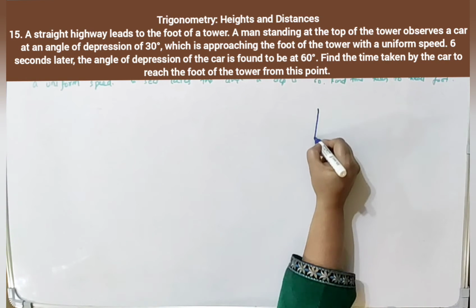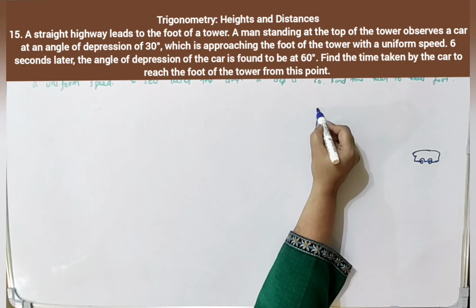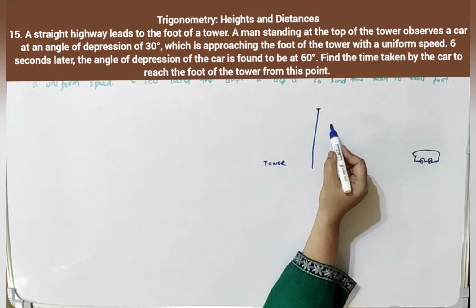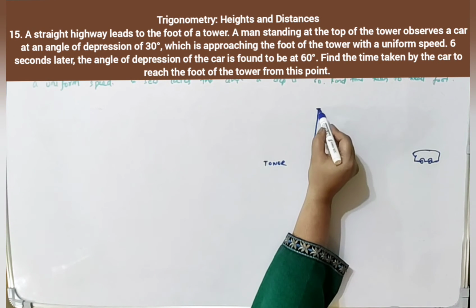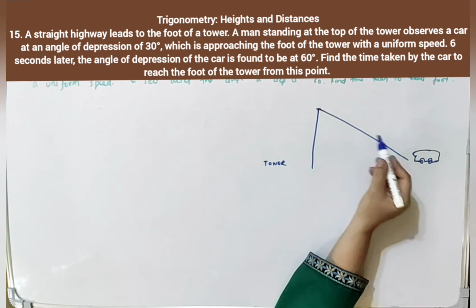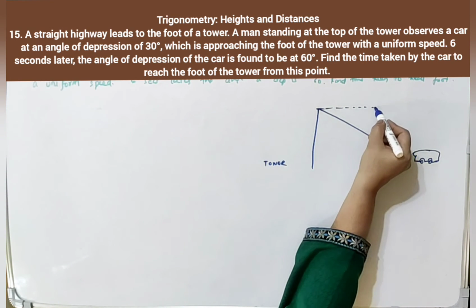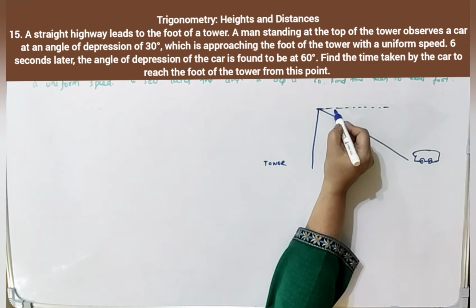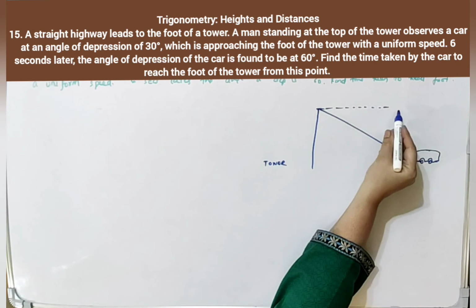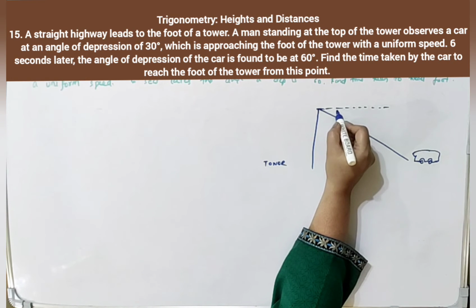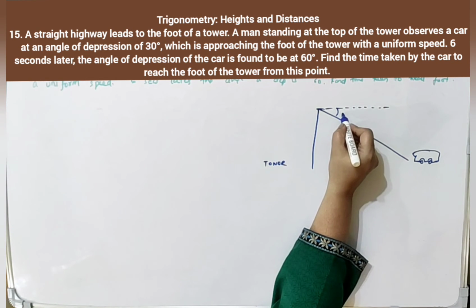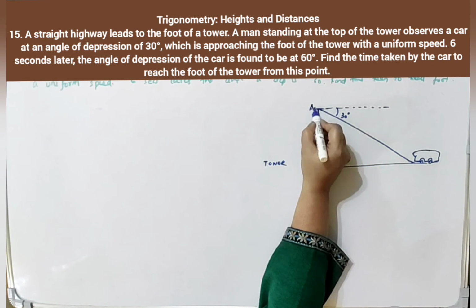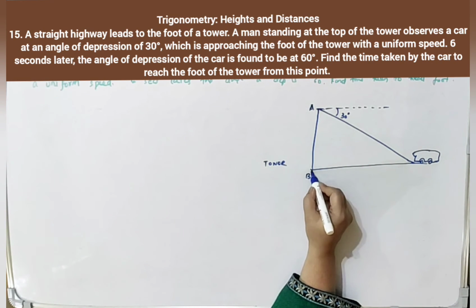So let's assume that this is the tower. The man is standing on the top of the tower. He observes the car at an angle of 30 degrees. There is a depression here because the car that he's looking at is at a lower level. We need to draw a horizontal line whenever there is an angle of depression. So here the angle of depression is 30 degrees. Let's call these points A, B.